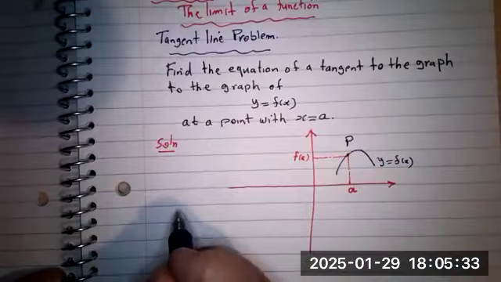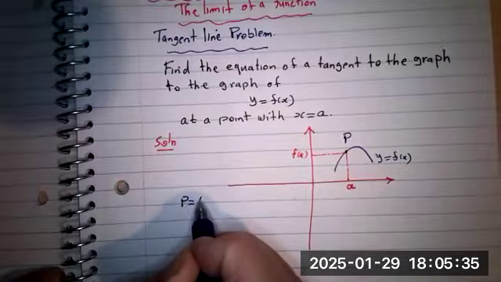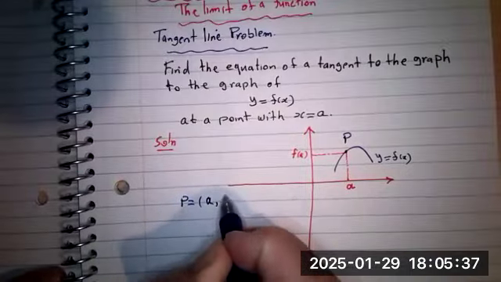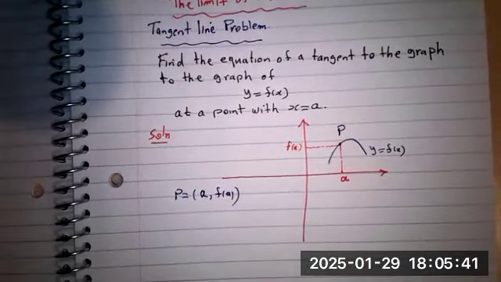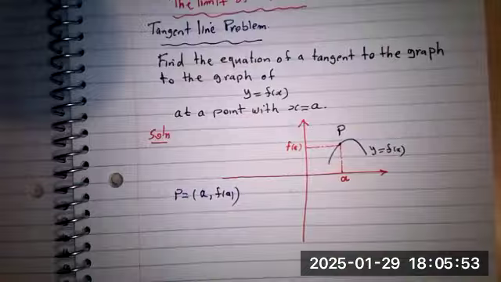So we have the point with the coordinates a and f of a. I would like to write the equation of a tangent line to the graph of the function at this point. So that was originally the first problem in calculus. Any question? Now let's set up this problem.